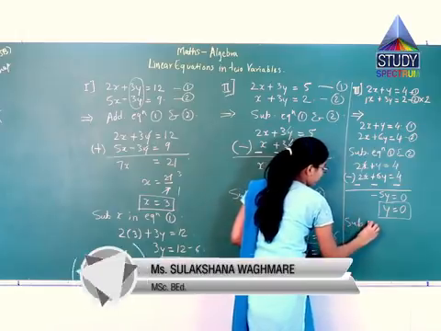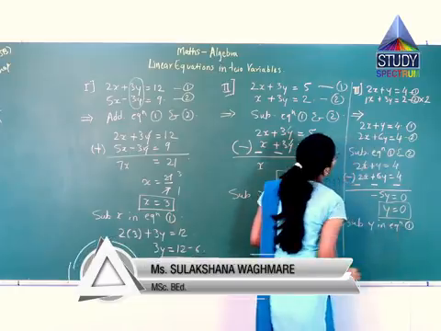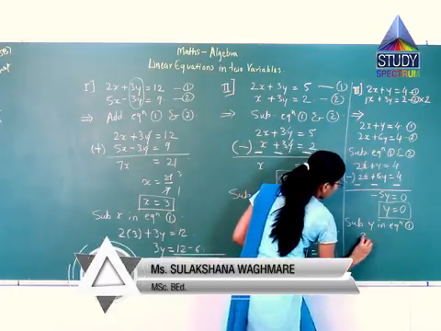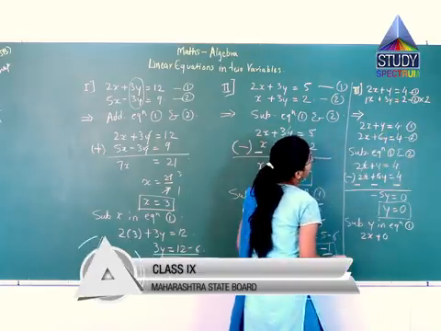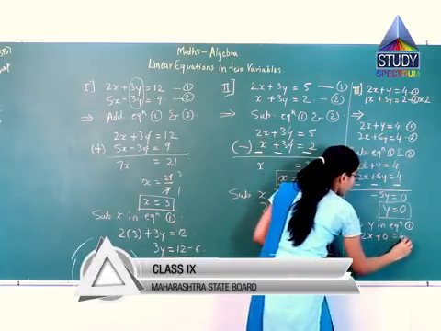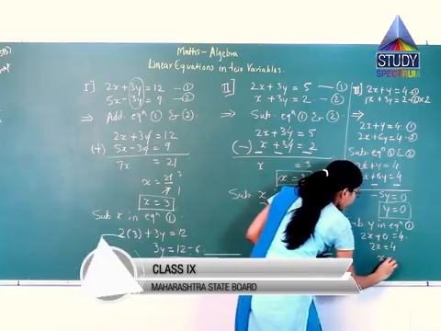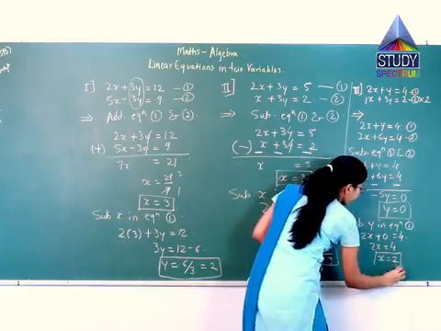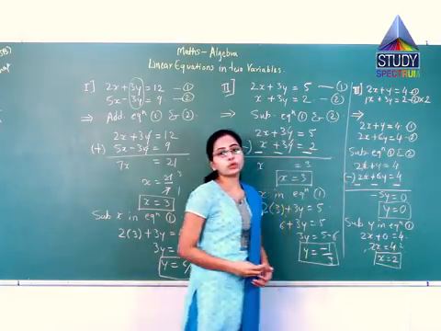Substituting y in equation 1, so 2x plus 0, I am substituting 0 instead of y, is equal to 4. So 2x is equal to 4. So x will be 2. 2 1s are 2, 2 2s are 4. So x we will get as 2 here.